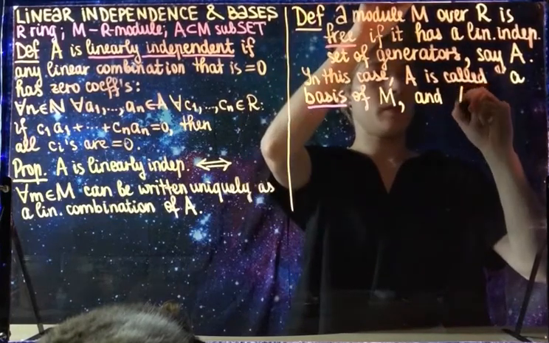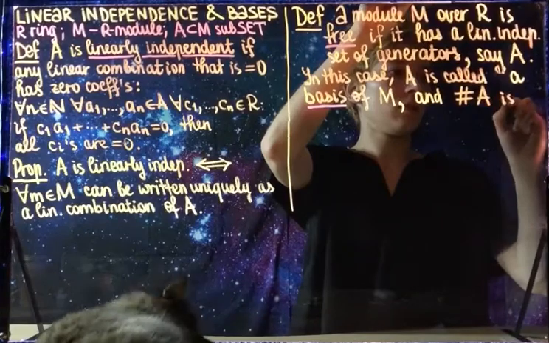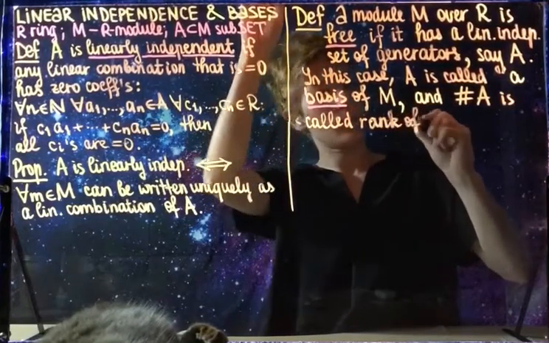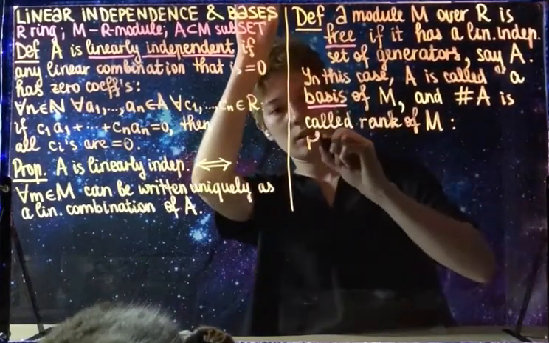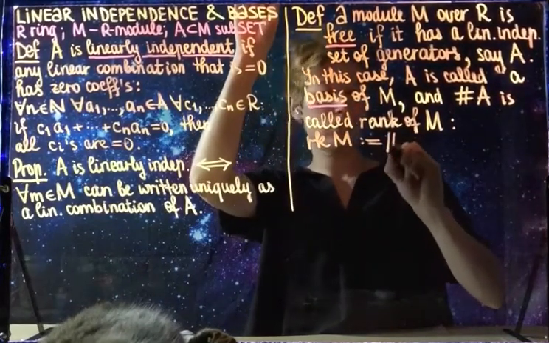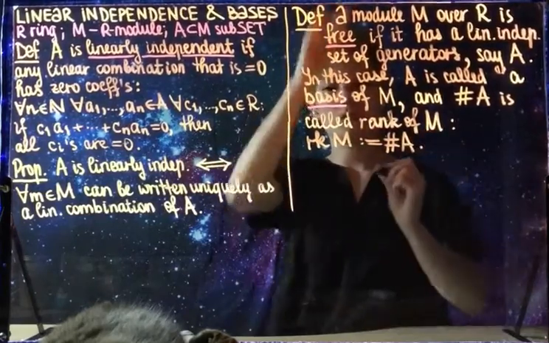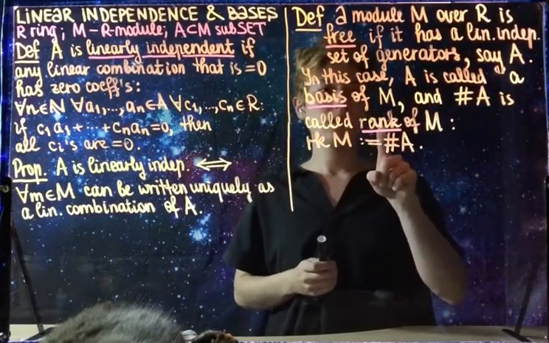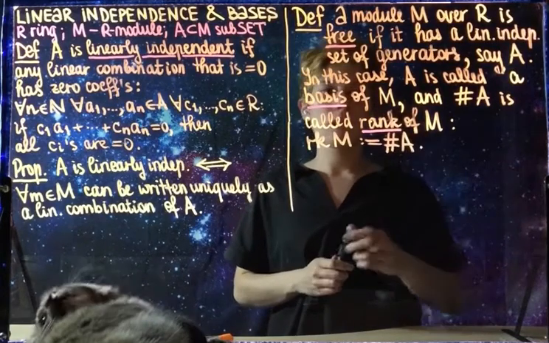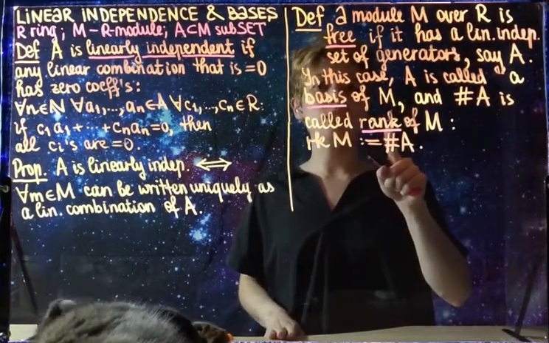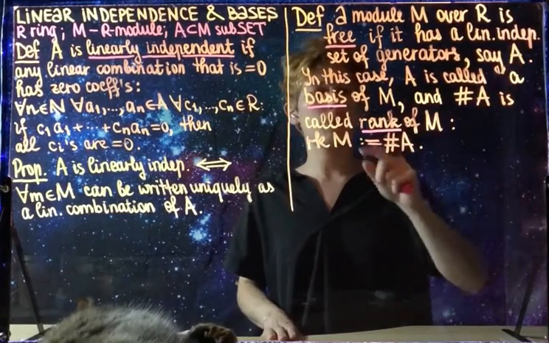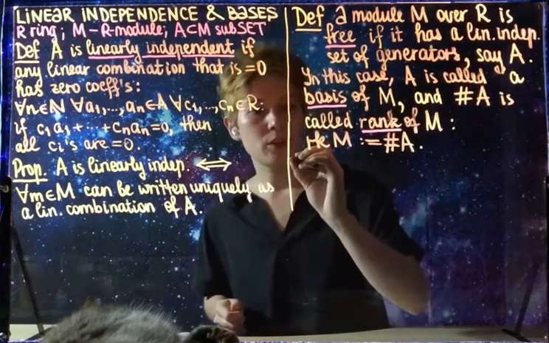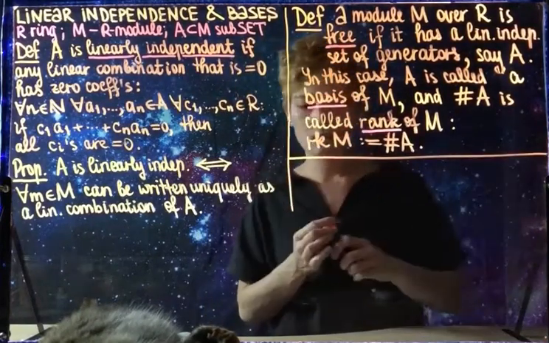And the number of elements of A is called the rank of the free module M, and it is denoted by rk of M, the number of elements in A. So rank works like dimension, and we will prove that rank is well defined, so any basis of a free module has the same number of elements. Before I go into this, I would like to give some examples.